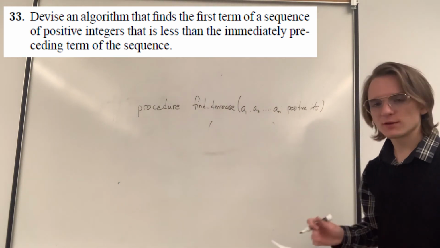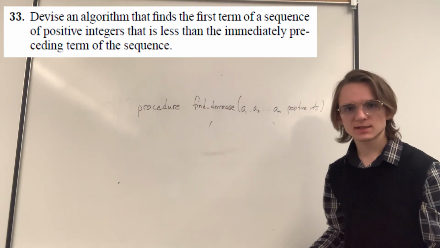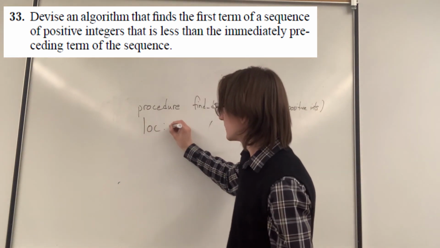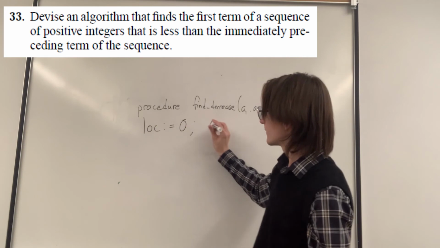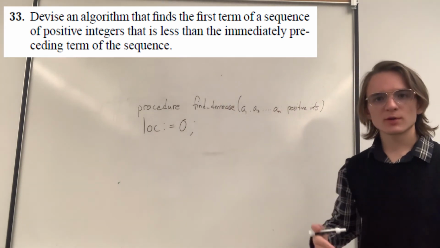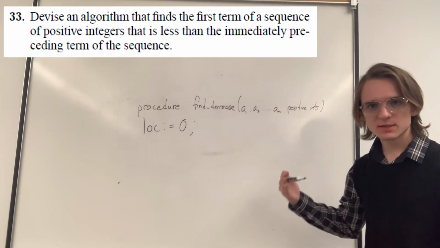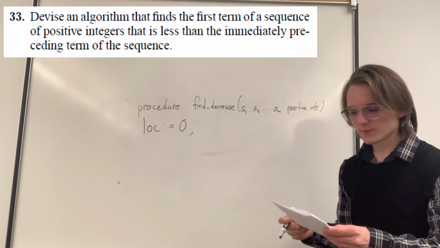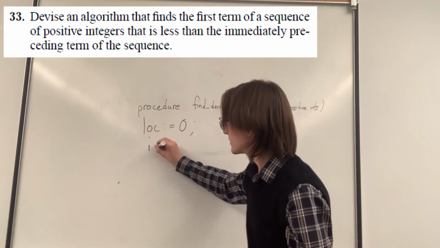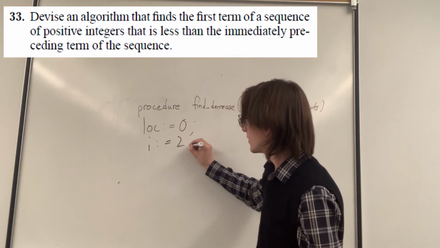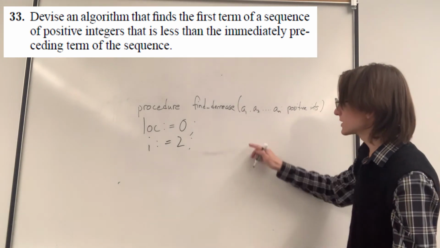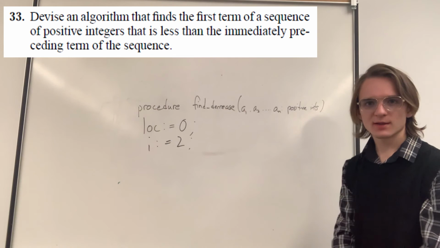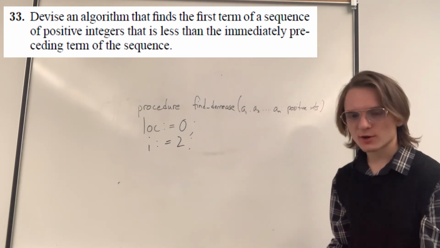We want to determine the location. So let's begin by saying location is currently 0. We'll call it LOC for location, and it begins at 0. Because we won't be returning the element itself, we'll be returning the position of the element within this array. All right, from there, let's just say that i is currently equal to 2, right? It's 2 and not 1 because we wouldn't compare the first element to anything before it. That would be a bug in our code.